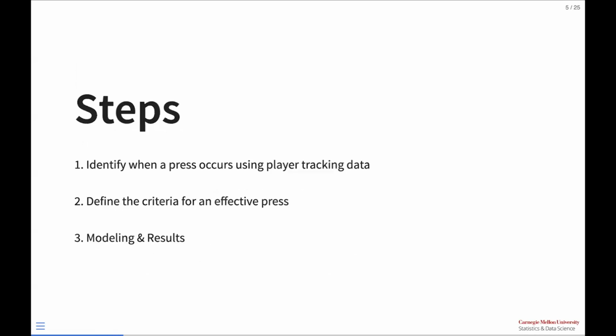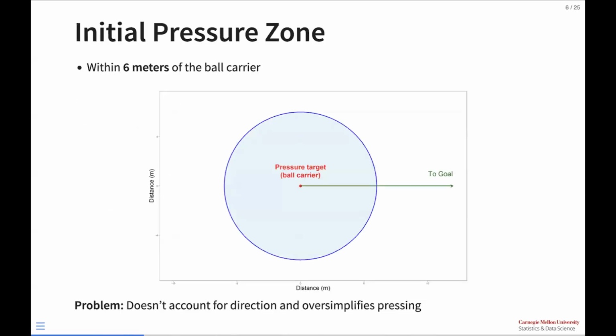There are three steps that we took to get to the endpoint of this project. First, identify when a press occurs. So in the video that I showed you, how are we able to know that was a press without looking at the video? The next is to define the criteria for an effective press, and then look at how we do after that.